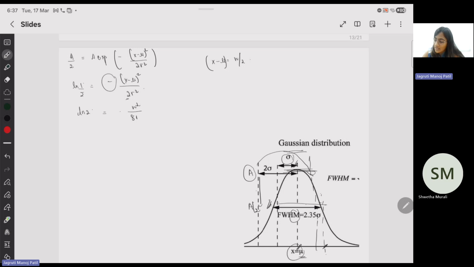So 4 times 2, that is 8 sigma square. Okay, so now if you try and represent it, sigma square can be W square by 8 ln 2, right? It is something like this. Now, if you want to write your standard deviation, it would be nothing but W by square root of 8 ln 2. So that's the standard deviation you get when you have full width at half maximum. Okay. That's how you represent it.